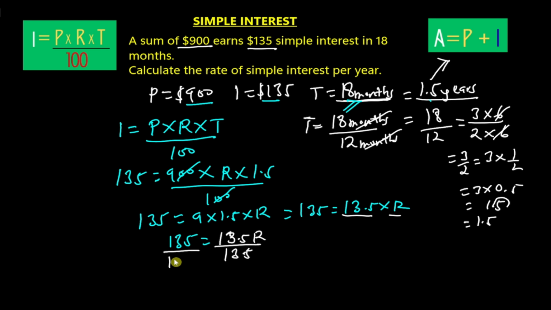Over here, 13.5 cancels out. You have R equal to 135 over 13.5. And if you type this into your calculator, 135 divided by 13.5, you will have 10. So now the rate of the simple interest per year is 10%. So you can just write the answer. Therefore, the rate of the interest is 10%.